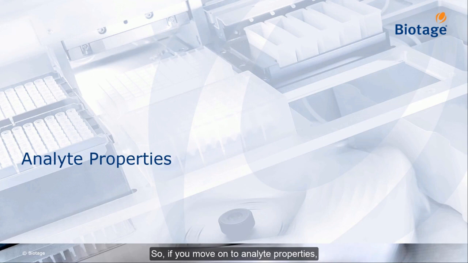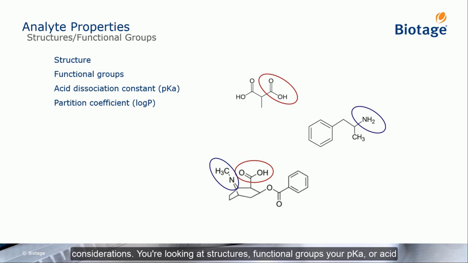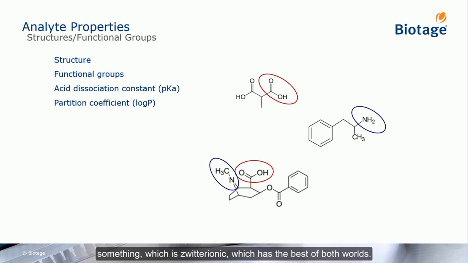So if you move on to analyte properties, obviously extremely important considerations. You're looking at structures, functional groups, your pKa or acid dissociation constants, partition coefficients for solubility, log P's. You can see there we have 3 different analytes. MDA at the top, which has a dicarboxylic acid. You have an amphetamine type structure, which has a basic drug, and then something which is zwitterionic, which has the best of both worlds. So again, can move you in a certain direction from an extraction perspective or ionization efficiency perspective, or even choice of technique.